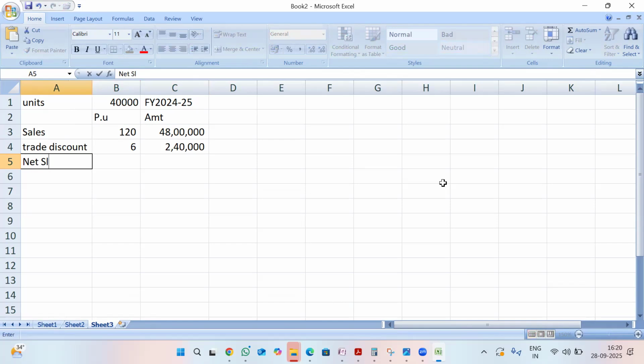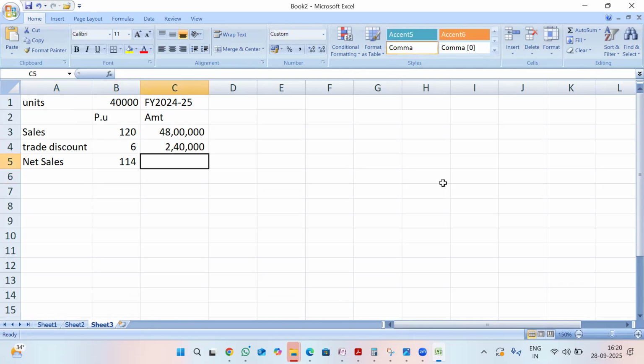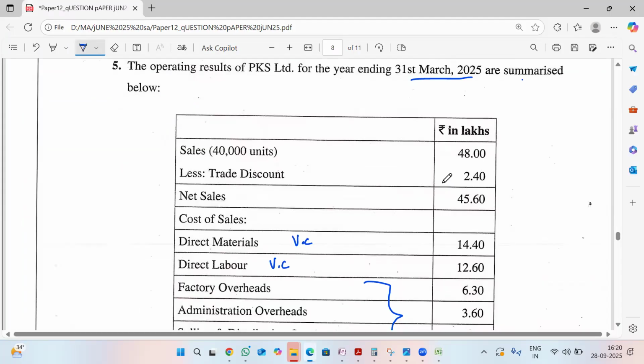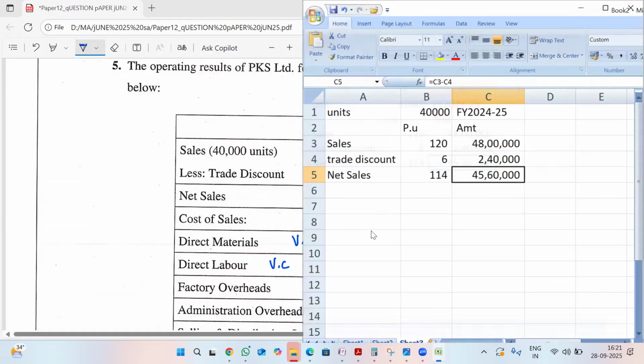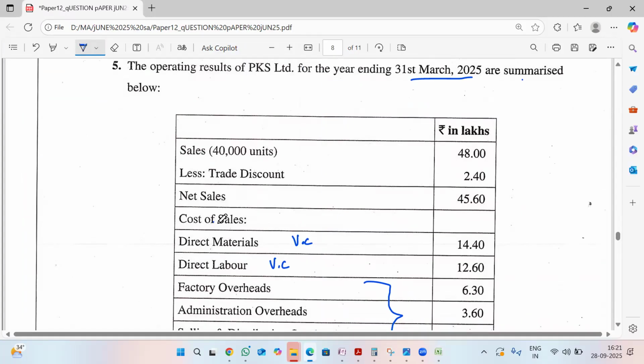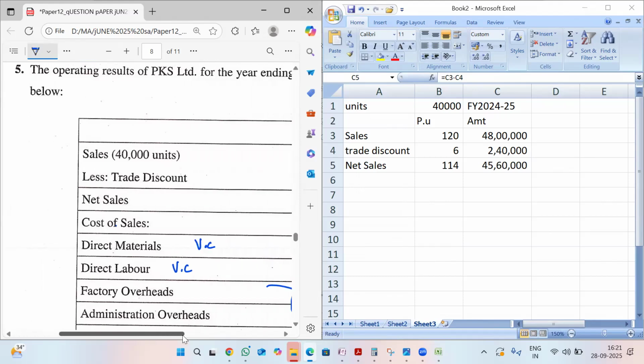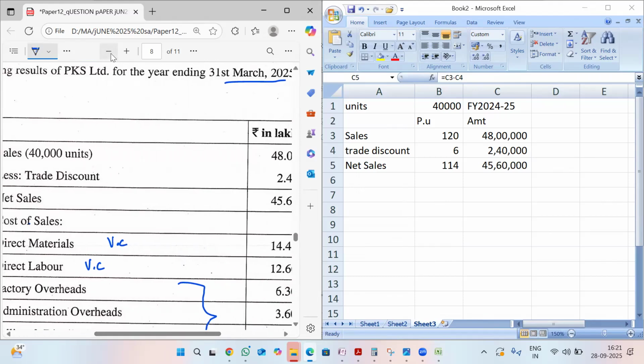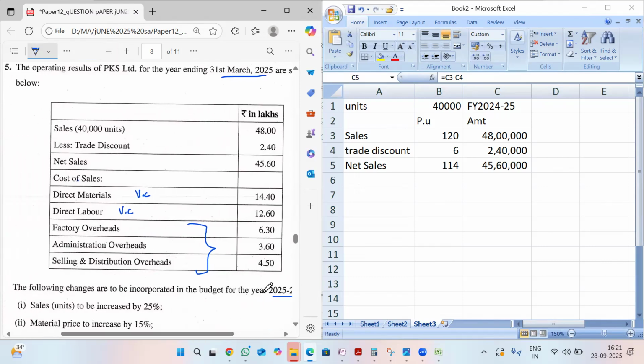So net sales, 120 minus 6 it will be. So here 45 lakh 60,000. So it is matching with the question. Now comes to cost of sales. So cost of sales, direct materials, 14 lakh 40,000.